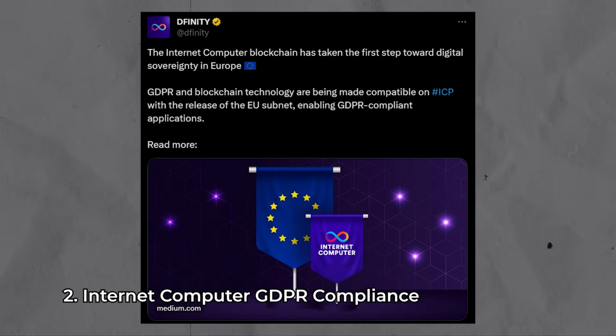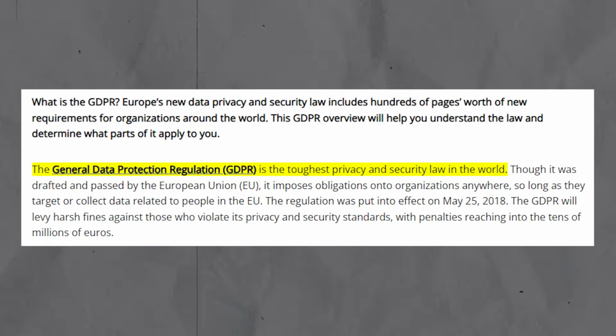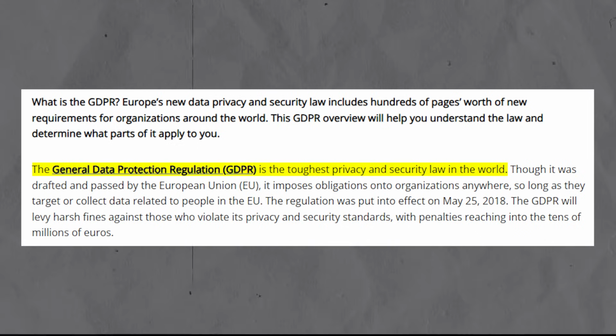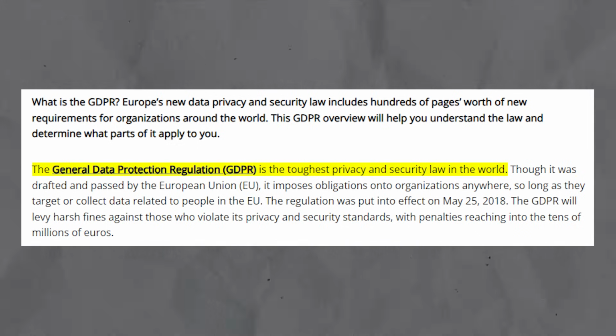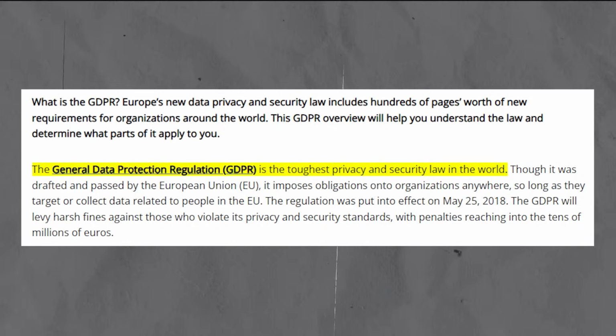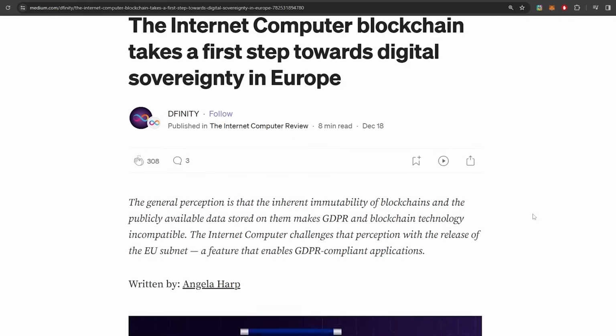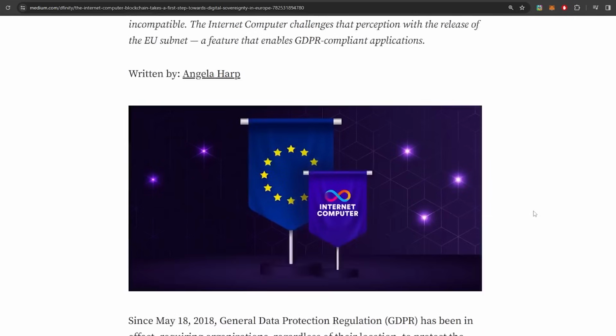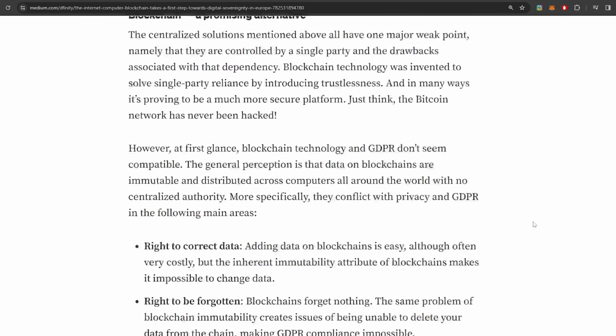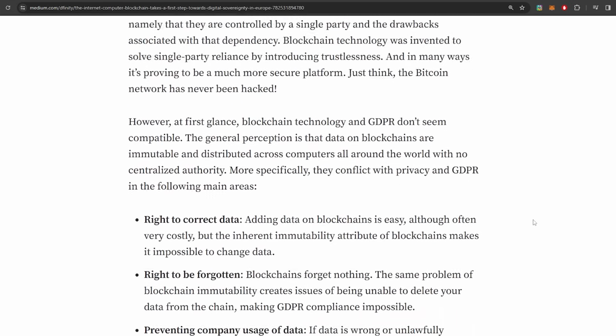Now, with that out of the way, Definity announced that the Internet Computer Blockchain has taken the first step toward digital sovereignty in Europe. GDPR, or General Data Protection Regulation, is the toughest privacy and security law in the world, and it applies to any organization anywhere in the world as long as they target or collect data related to people in the EU. As mentioned in this Definity Medium article, at first glance, blockchain technology and GDPR don't seem compatible, mostly because of the immutability of blockchain itself.